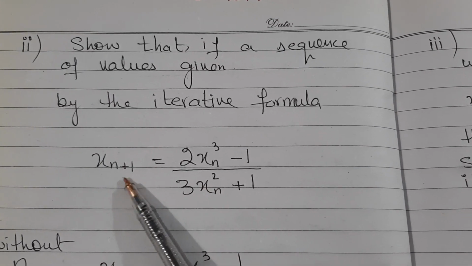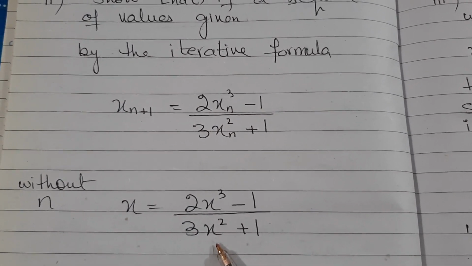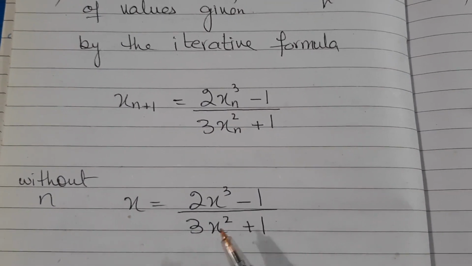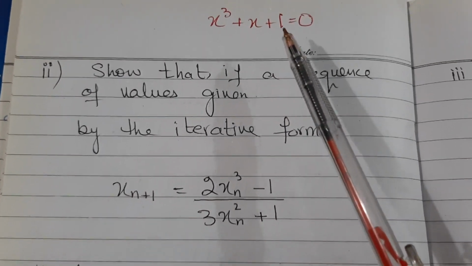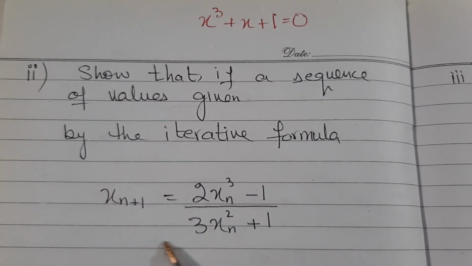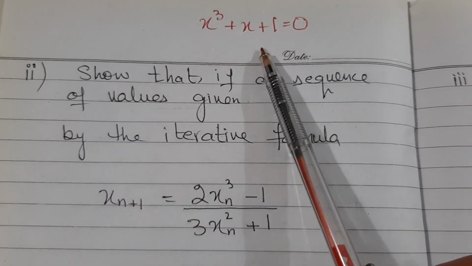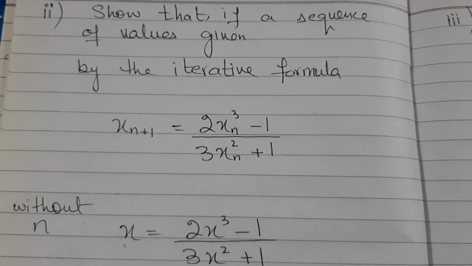So forget about n plus 1 and let's write this equation again here. For the show part, what will I do? I will rearrange this equation and it has to come into this form. That will show that the root of this will be the root of this actually. It means we have split this into two parts. So let's see.